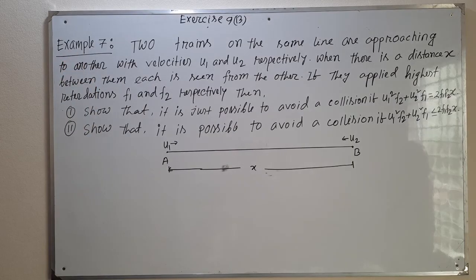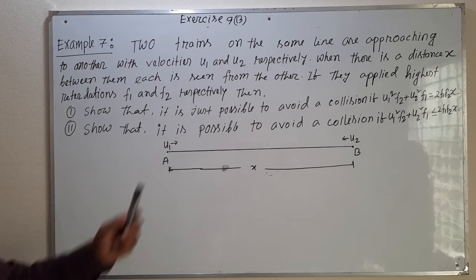Example 3, two trains on the same line are approaching one another with the velocities u1 and u2 respectively.